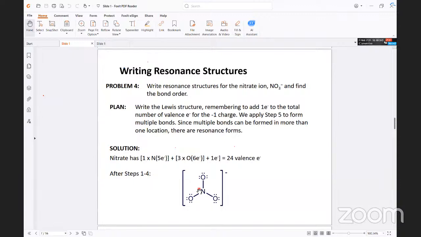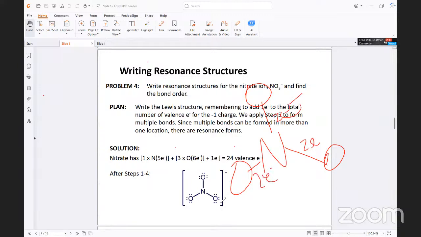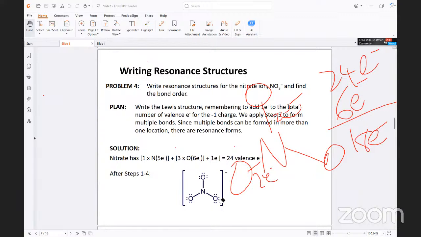Now, those 24 electrons can then be written in this form. So nitrogen will be in the center, and you have 1 bond, 1 bond, 1 bond. So you have nitrogen bonded to oxygen, oxygen, oxygen. Now, this is 2 electrons, this is 2 electrons, and this is 2 electrons, making a total of 6 electrons out of 24. So you have 24 minus 6, which leaves 18 electrons. Now, those 18 electrons are what we want to distribute.